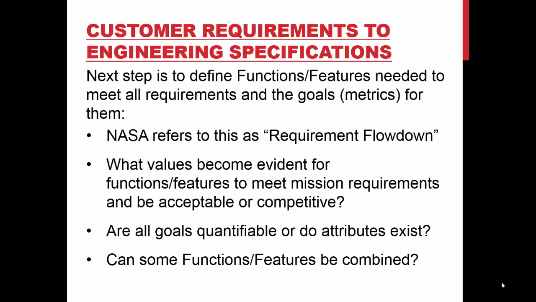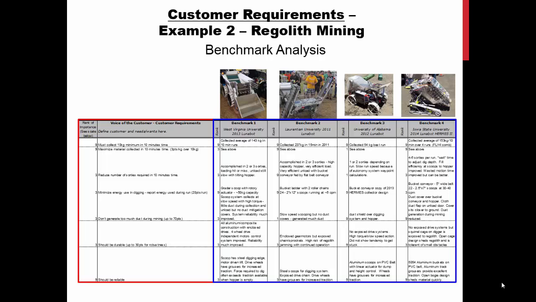In this, NASA refers to it as a requirement flow down, that is understanding the main overall system requirements and then determining how those values flow down into the subsystems and components of the major system being developed. So we want to ask ourselves what values become evident for the function and features in order to meet the mission requirements and be acceptable or competitive. Also, are all the goals quantifiable, or do attributes exist that have to be tracked? From there, can some of the function and features be combined so that we can simplify the design, making it more reliable?